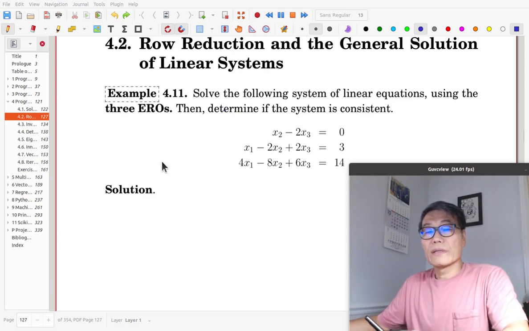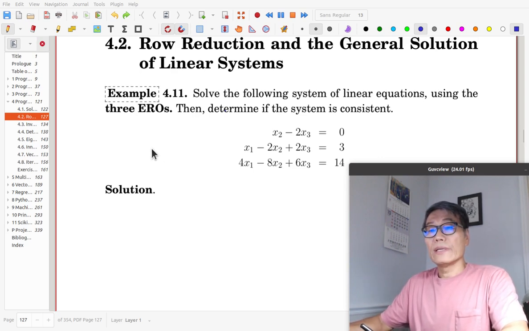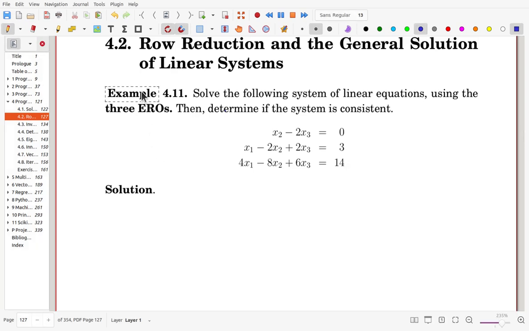This is Section 4.2, Row Reduction and the General Solution of Linear Systems. In the last section, Section 4.1, we studied three elementary row operations. In this example, we'll try to find the solution of the given system using the three elementary row operations. Here we may begin with the augmented matrix.